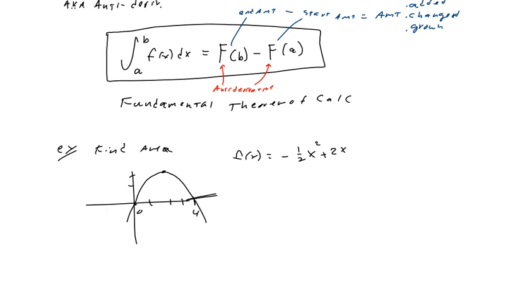So I want to know the area right here. I want to know this area from 0 to 4. I want to find that area under the curve. Negative 1/2 x squared plus 2x is the curve here. This is our equation. Tell me the exact area.